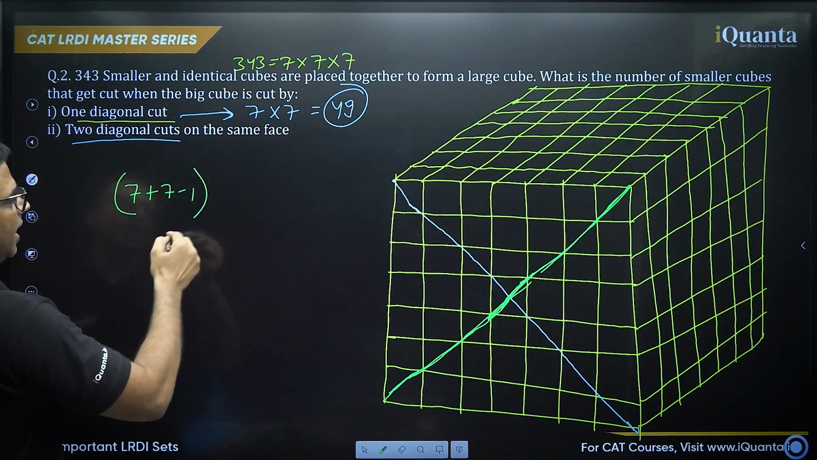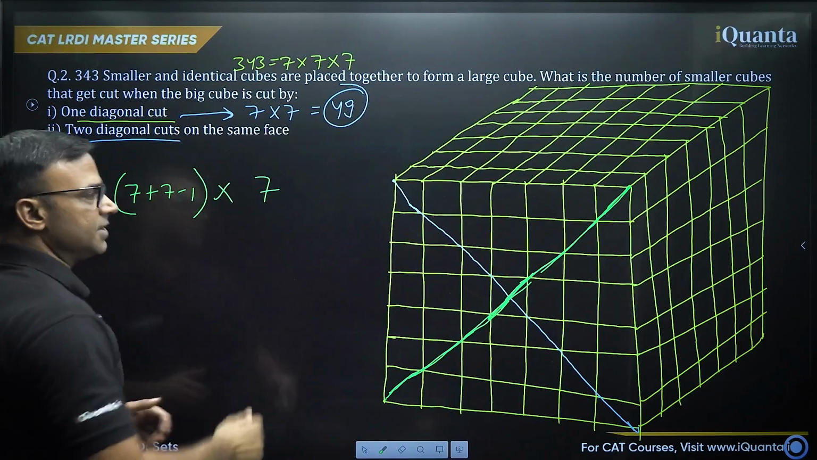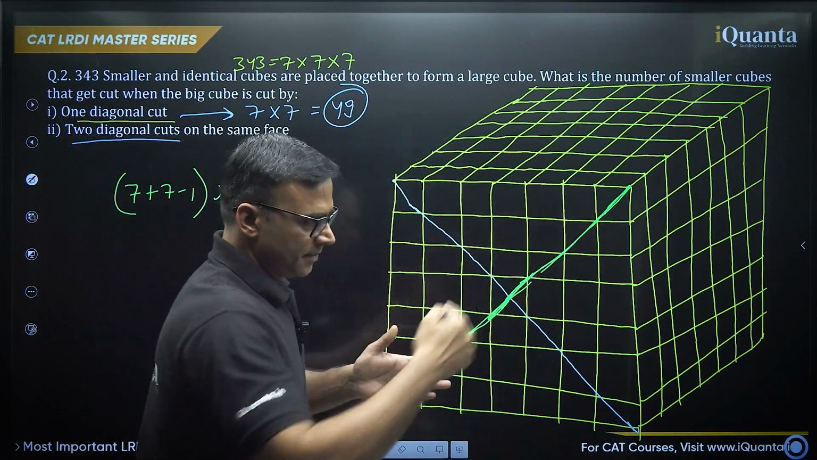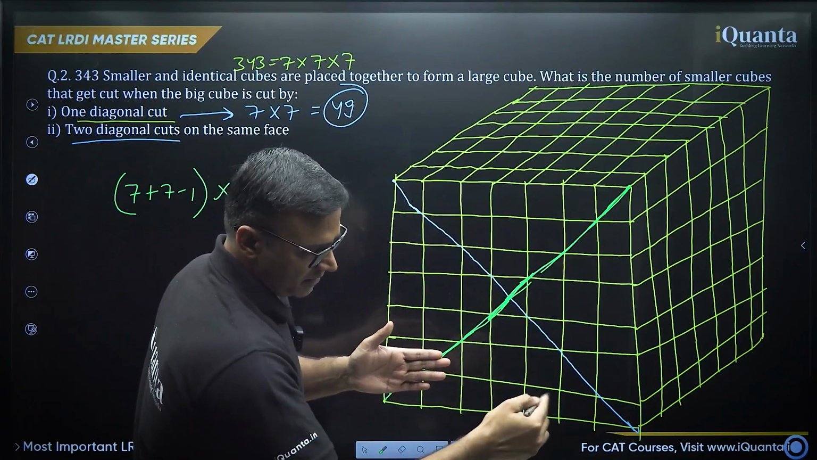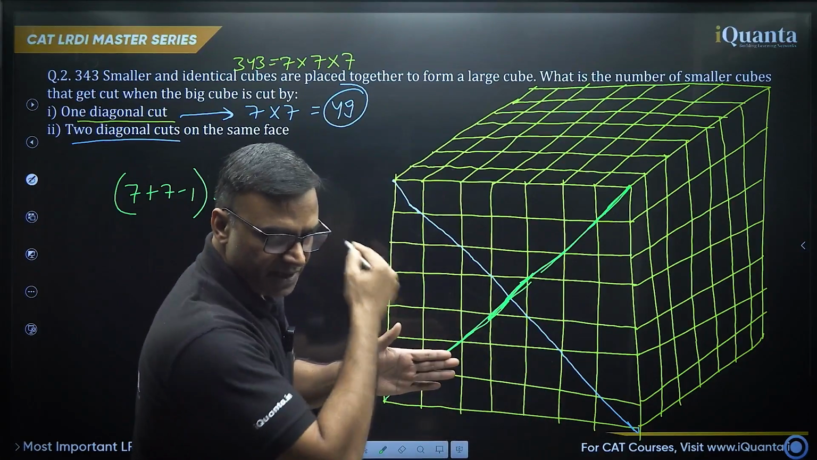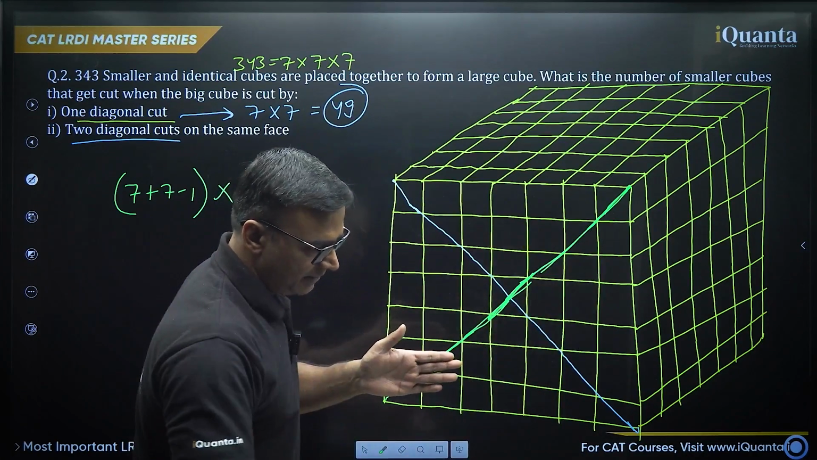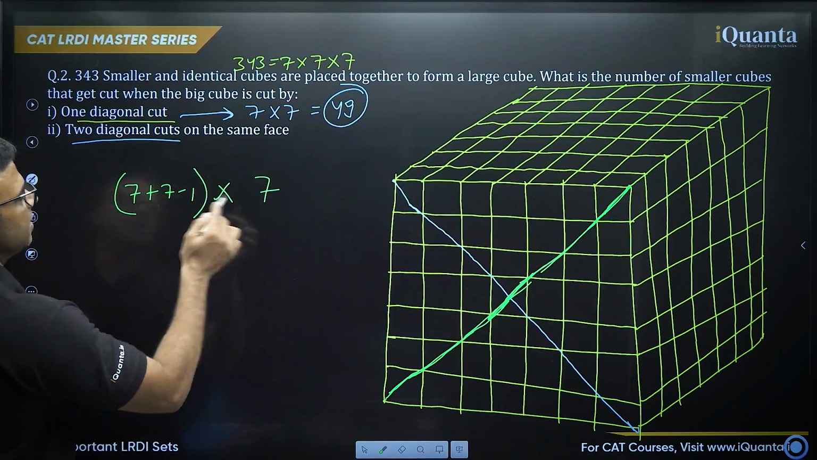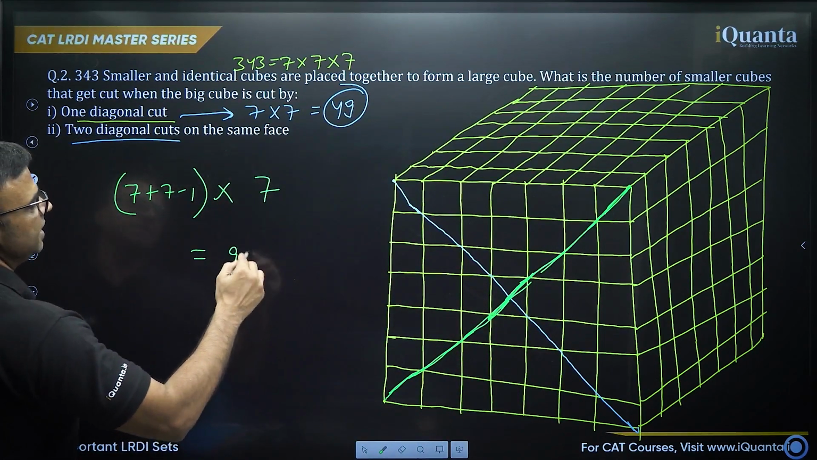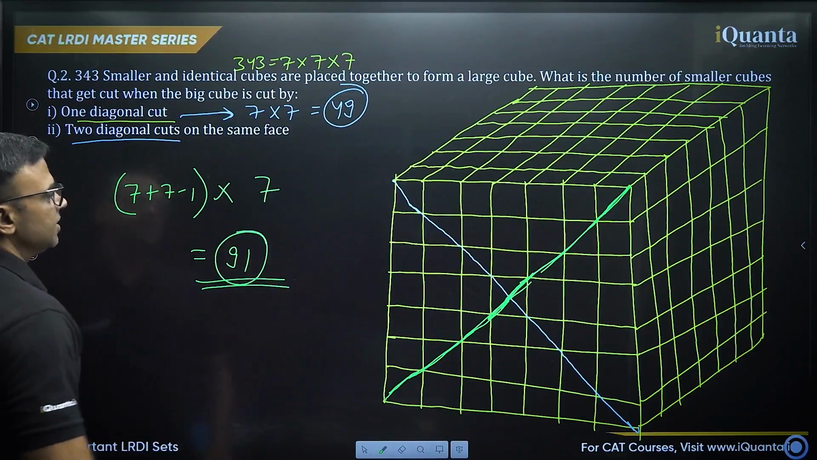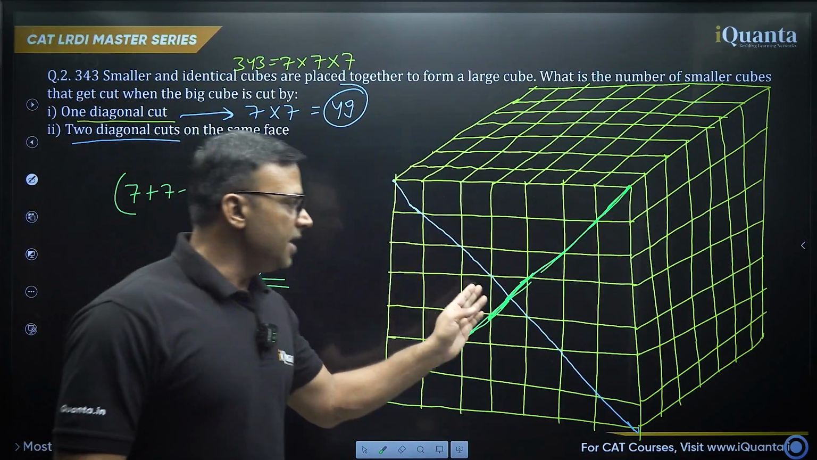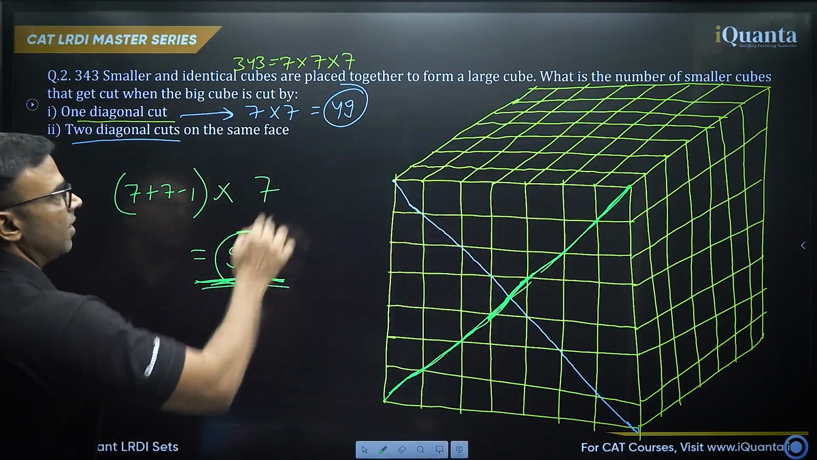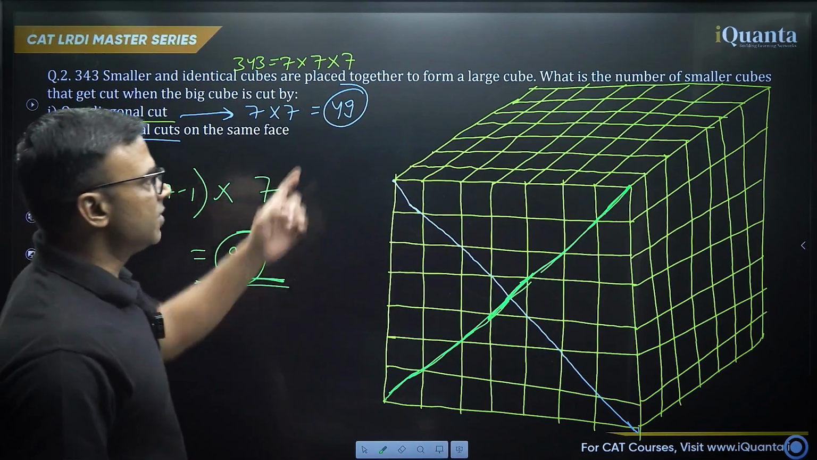This is in one layer, and there are 7 layers. There is nothing common between the layers. In one layer, we have 7 and 7, 14, but this one is common, so count this only once, because when I take this 7, it is counted. When I take this 7, this one is counted. So I reduced it by one. So it is 13 into 7, that is 91 cubes. So in every layer, there are 13 such cubes and there are 7 layers. So 13 into 7, 91 is the answer, not 98. People answer this also as 49 into 8.